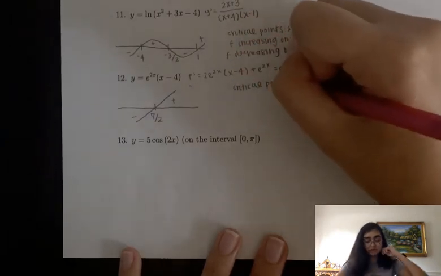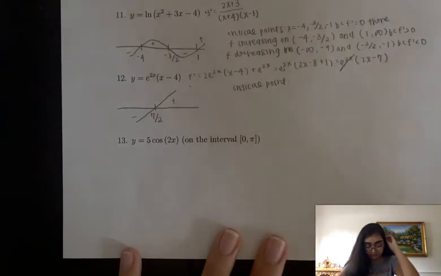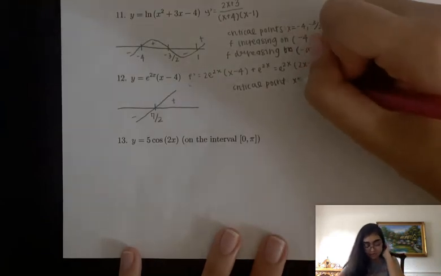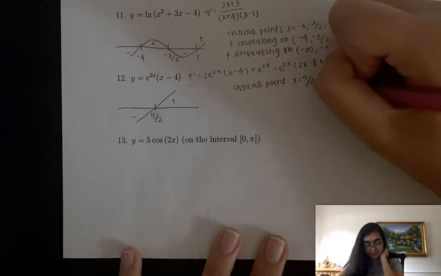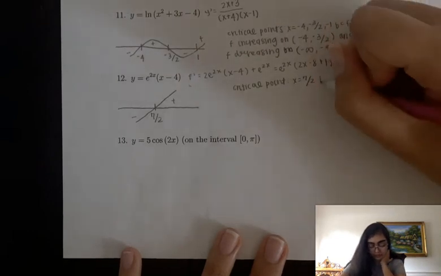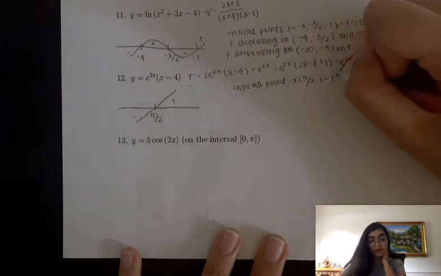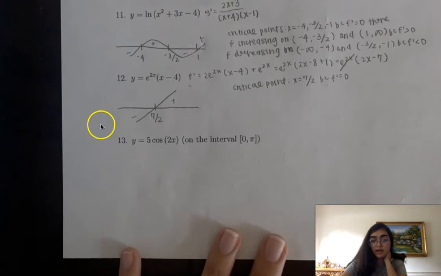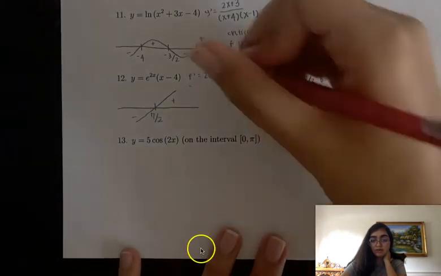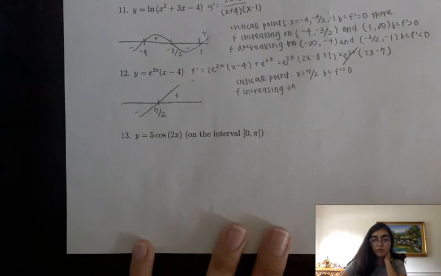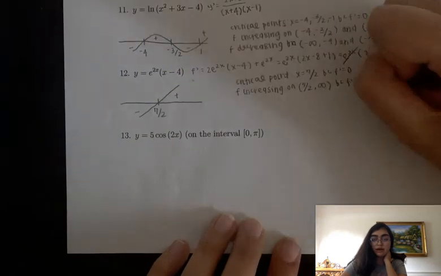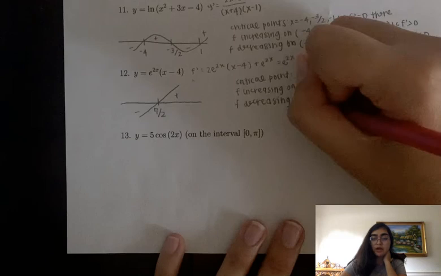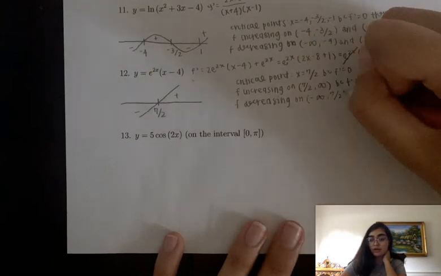And that is because f prime equals 0 there. f is increasing on 7/2 to infinity because f prime is positive, and f is decreasing on negative infinity to 7/2 because that's where f prime is negative. Super straightforward, as long as you recognize that e to the 2x is always positive and does not affect the sign chart.